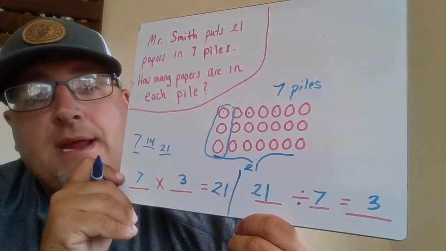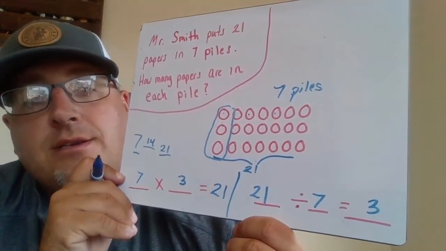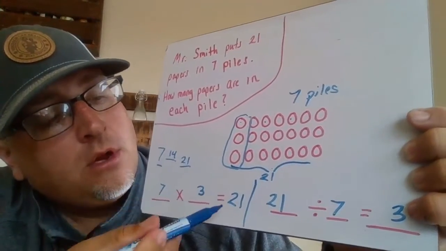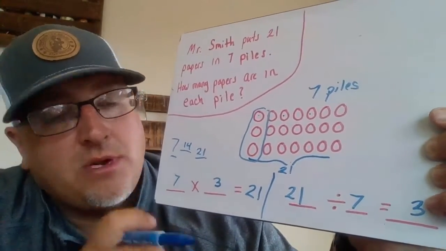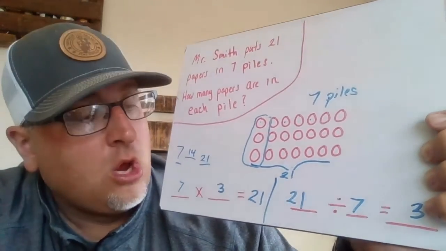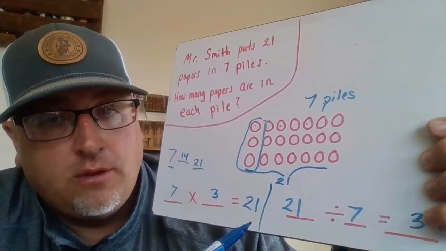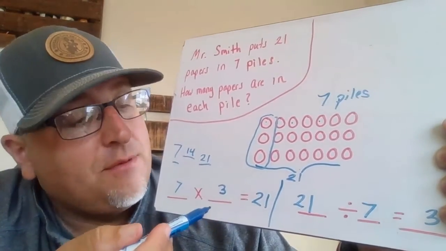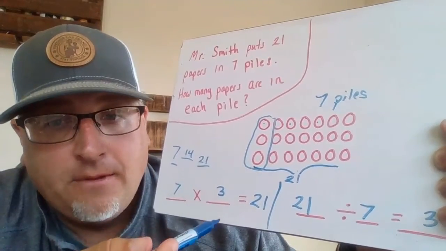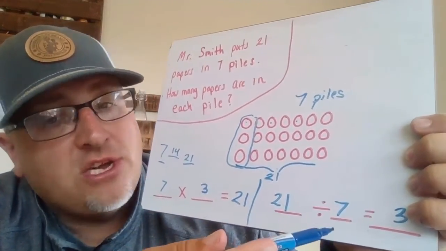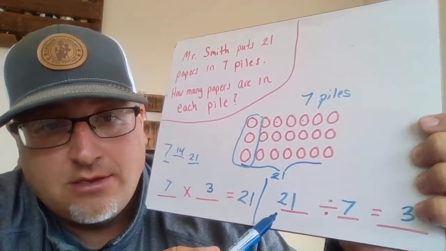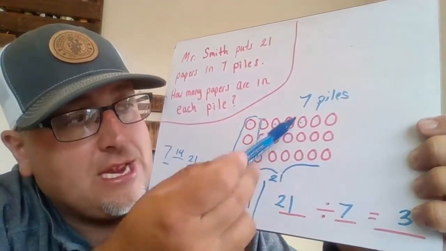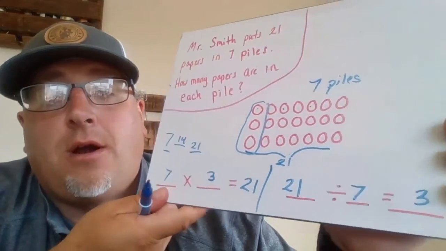Mr. Smith had 21 papers in 7 piles. How many papers are in each pile? We used a multiplication sentence to put it together. 7 times 3 equals 21. We used what we had. We knew we had 21 total. He had 7 piles. We had to know how much was in each pile in multiplication. And then in division, we knew he had 21 papers divided into 7 piles, and he had 3 in each pile. And our array backs up our answer.